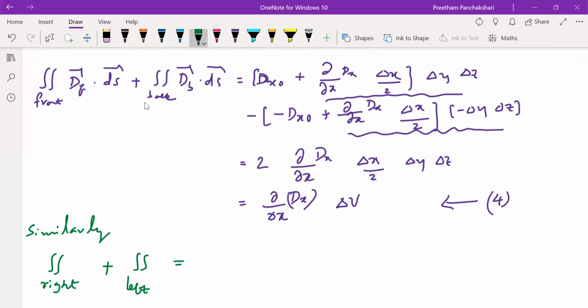So look at this one. In the first pair of faces, which are perpendicular to the x-axis, we have only the x component. Similarly, the right and left faces of the Gaussian surface are perpendicular to the y-axis. So the answer would be dou by dou y of dy into delta v. This becomes equation 5.